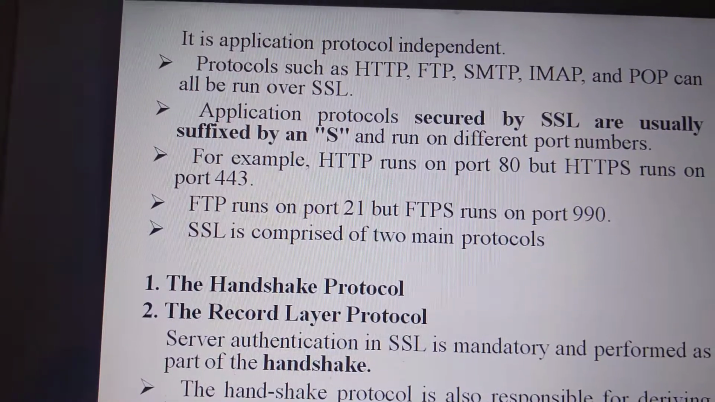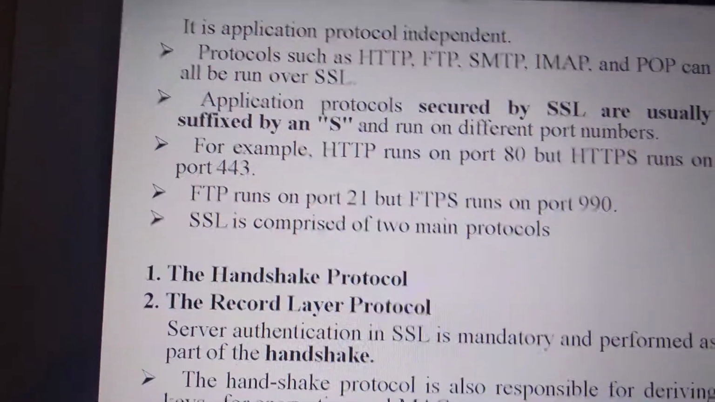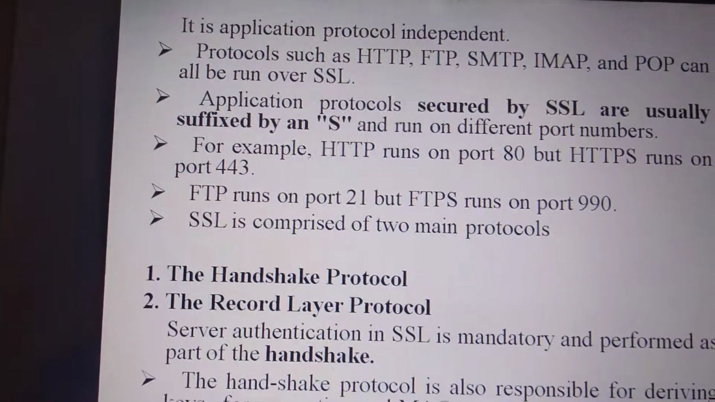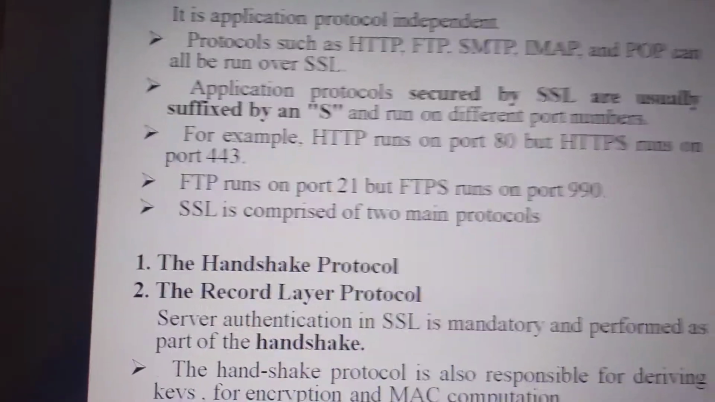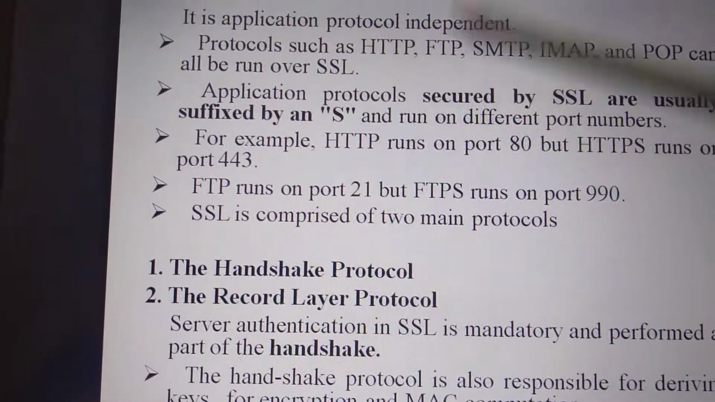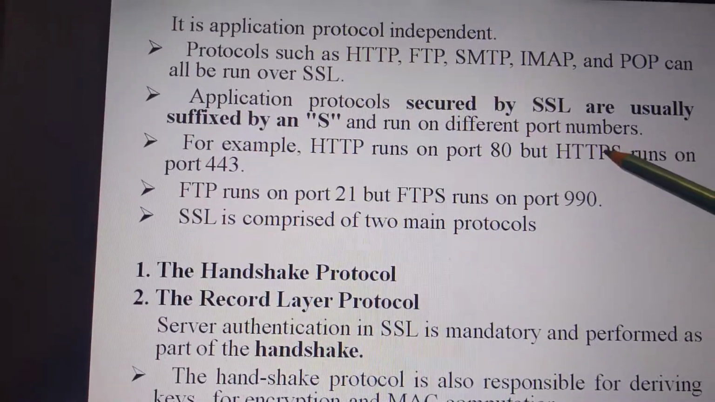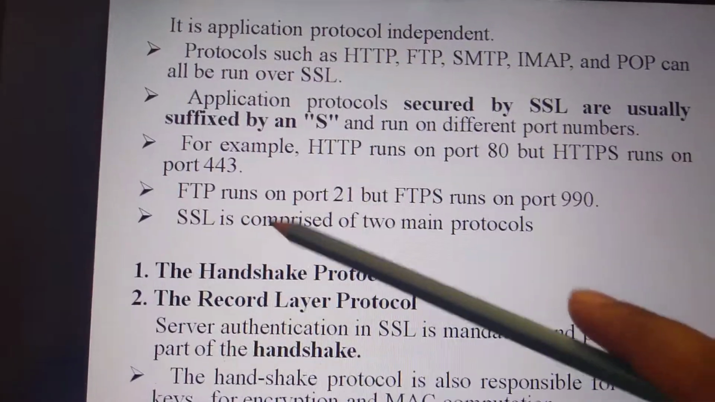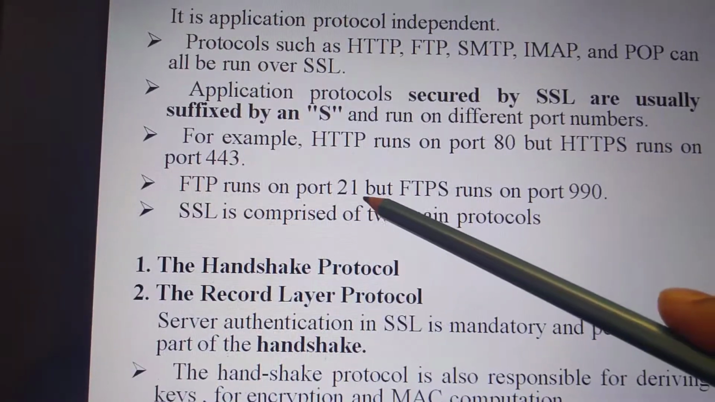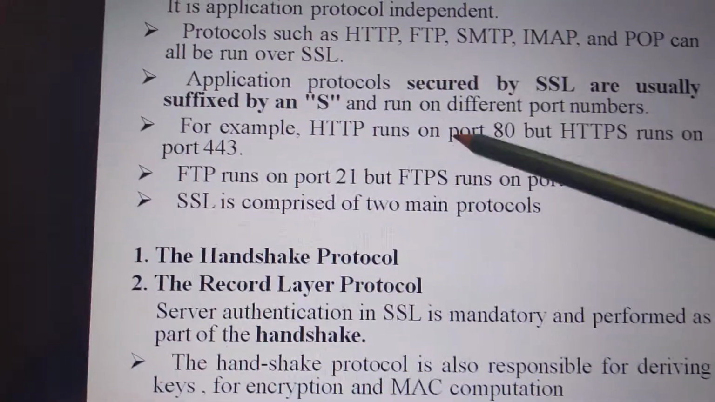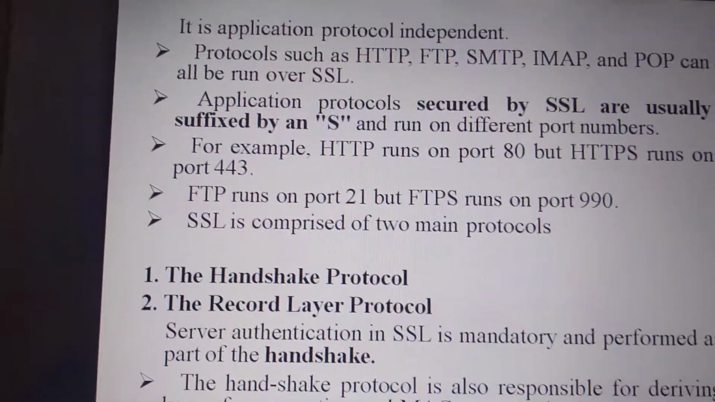An application protocol which has been secured by SSL is suffixed by the letter S and runs over a different port number. For example, we know that HTTP runs over port 80 in the normal case, but if that HTTP application is secured by SSL, then that protocol will be suffixed with the letter S and run on port 443. Similarly, file transfer protocol runs on port number 21 in the normal case. If it is secured by SSL, then it is suffixed by the S and runs over port 990.